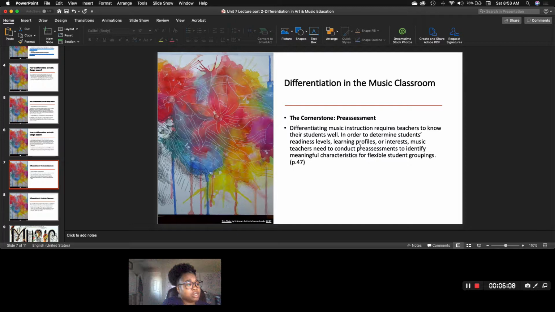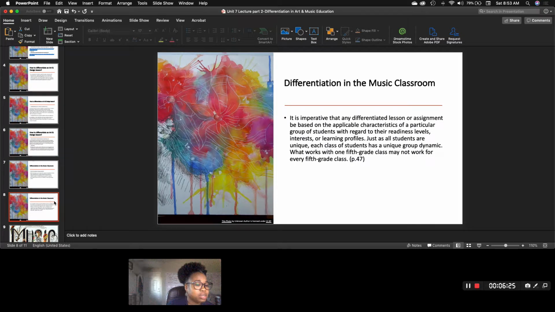in all areas, but specifically here it says in order to determine students' readiness levels, learning profiles, or interests, music teachers need to conduct pre-assessments to identify meaningful characteristics for flexible student groupings. So I think within music, the pre-assessments are actually really important because how else will you know where students are beginning? Setting the lesson at the same level could actually make a student not want to do the work because they feel already defeated.